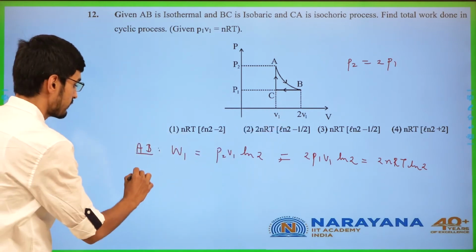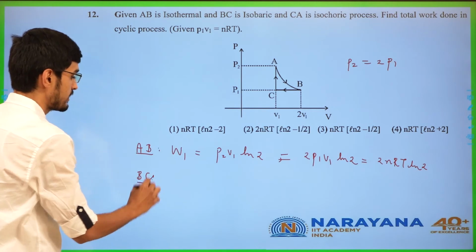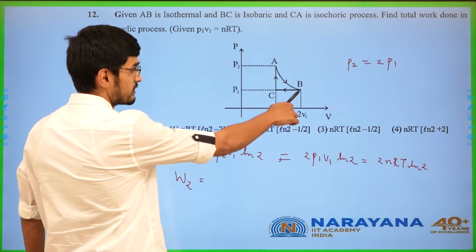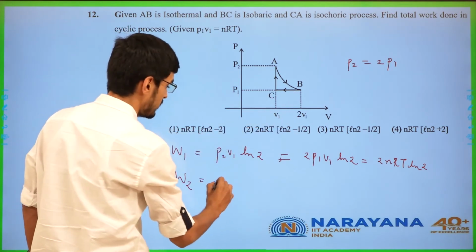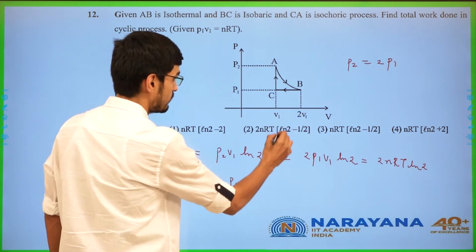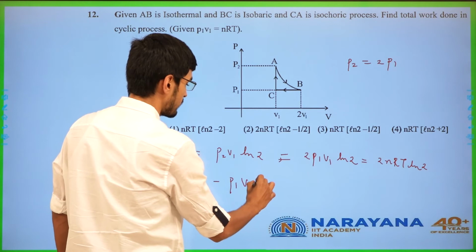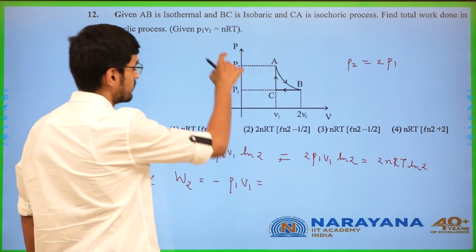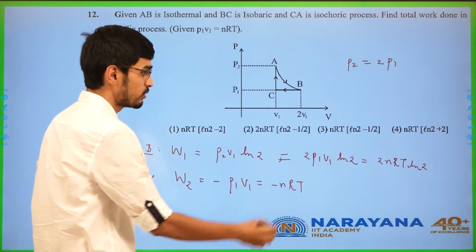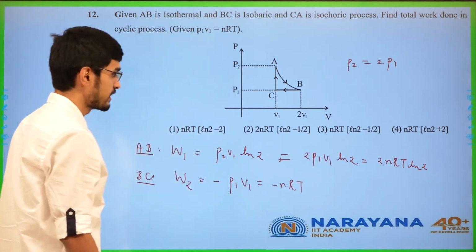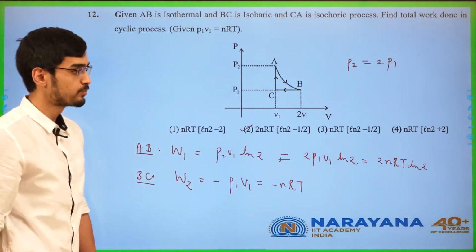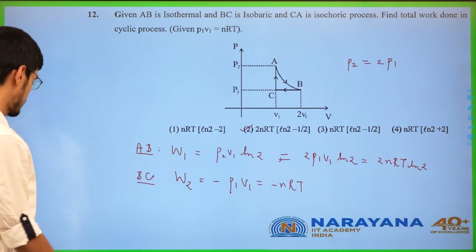Now coming to the process B to C. In the process BC, because it is isobaric, we can calculate work done in this. Suppose it is called W2. First thing, note that the volume is decreasing, so the work will be of negative sign, and the magnitude of work will be value of pressure into change in volume. Change in volume has a magnitude of V1. So minus P1V1. P1V1, if I write as nRT, this becomes minus nRT. So the total work we can write by just adding them algebraically. And if we do that, second option is the one which is obviously coming out to be true.